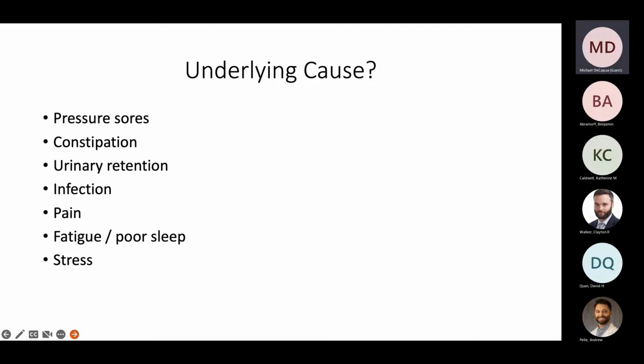Or possibly a sign of infection. So if there is an occult infection, increased spasticity or changes in spasticity pattern can be an indication that there is an infection going on. It's also affected by things like pain, fatigue, poor sleep, and stress, which can cause an acute increase in patient spasticity.